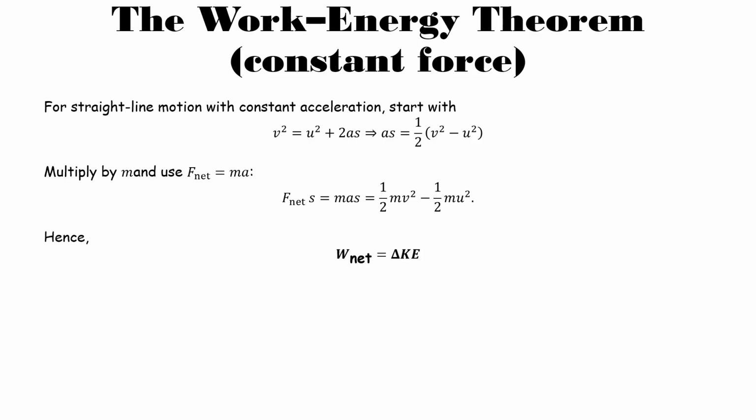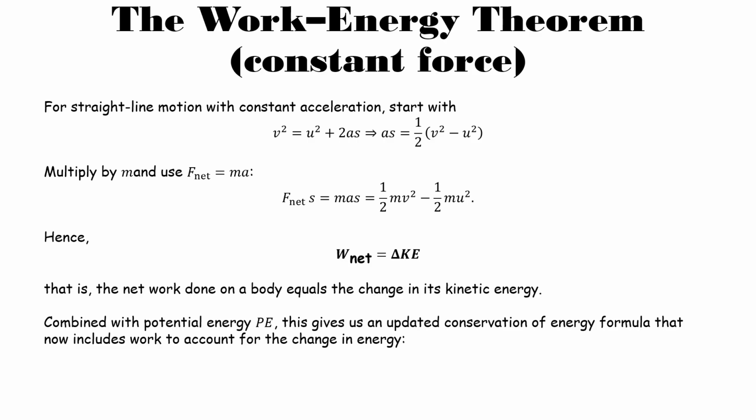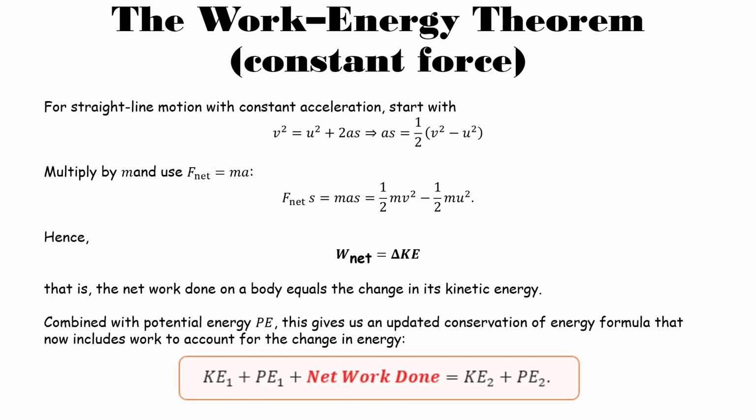So we get work is equal to half mv squared minus half mu squared, which is effectively the change in kinetic energy. So work done by a body is equal to the change in its kinetic energy. When we combine this with potential energy, we get this extended conservation of energy formula.